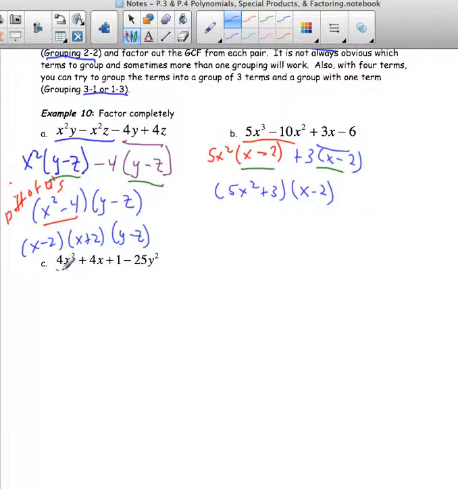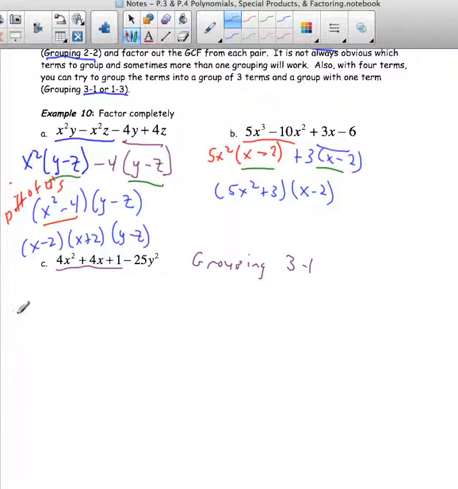A technique we can use is to look at if we factor this by grouping the first three terms. So this is going to be grouping 3, 1, and we'll see if that works. We're going to try to factor these first three terms, 4x squared plus 4x plus 1. If we look at these, we see that the first term is a perfect square, the last term is a perfect square, so perhaps this is a perfect square trinomial. That would be the case if this middle term is 2 times the square root of the first term times the square root of the last term. So it is indeed 2 times 2x times 1.